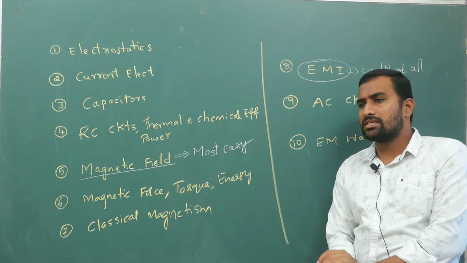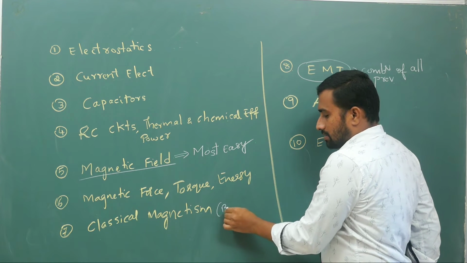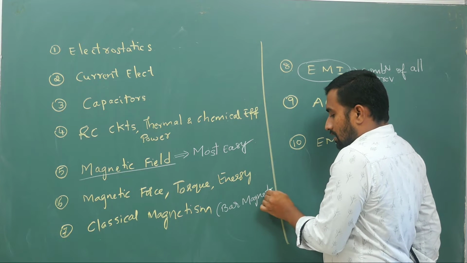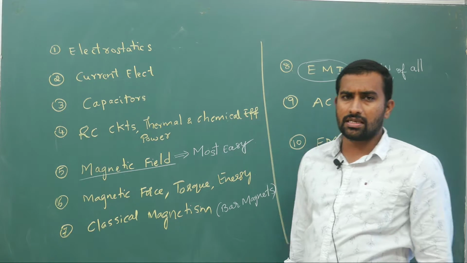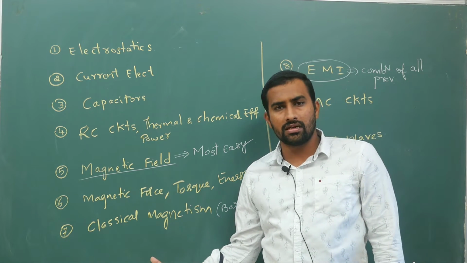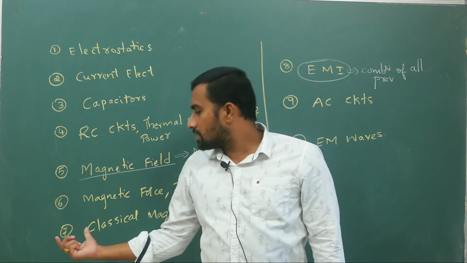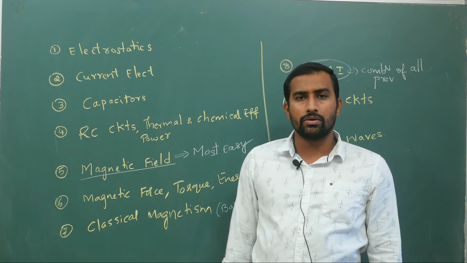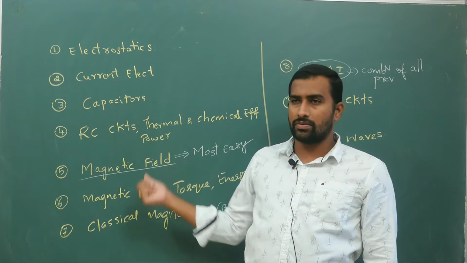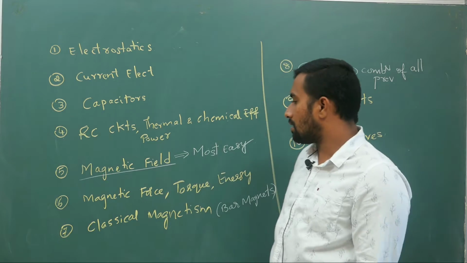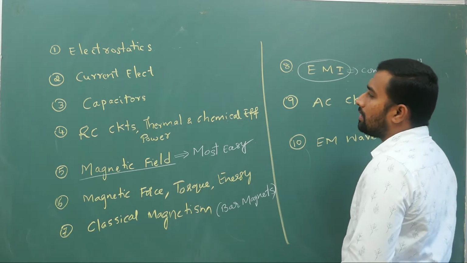Classical magnetism is related to bar magnets. This part alone is related to bar magnets. This part we will discuss separately. I will not mix it. This is not there for the IIT JEE Advanced portion. It is there only for the Mains exam. So classical magnetism we are not going to do along with this. We will do that separately, and we will see what I can do with that part.